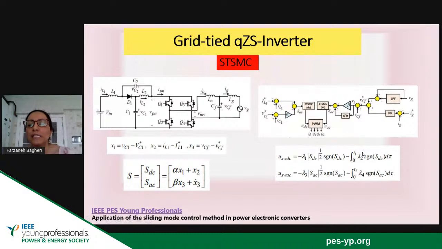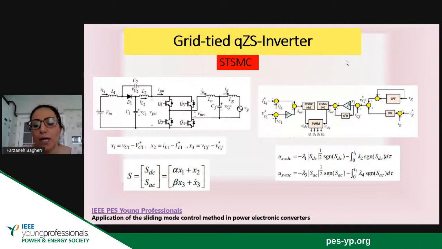So we should define these lambda 1 and lambda 2. For finding lambda 1 and lambda 2, two methods exist right now. The first one is trial and error. It is time-consuming, it is tiresome. And the second one is to use the stability analysis. And as I told you, there are a lot of difficulties in the stability analysis.